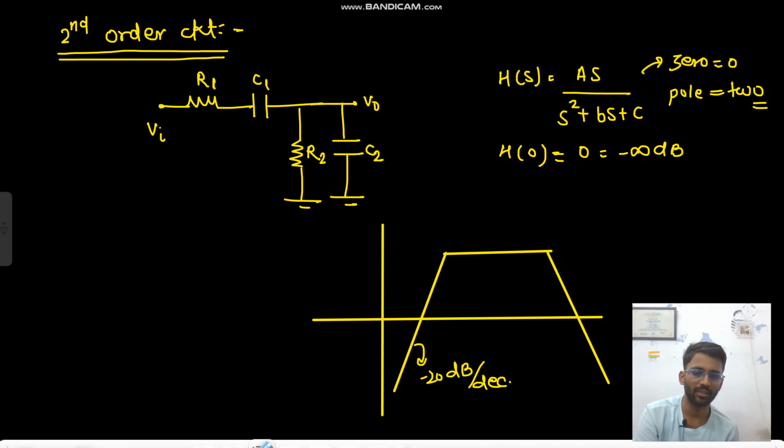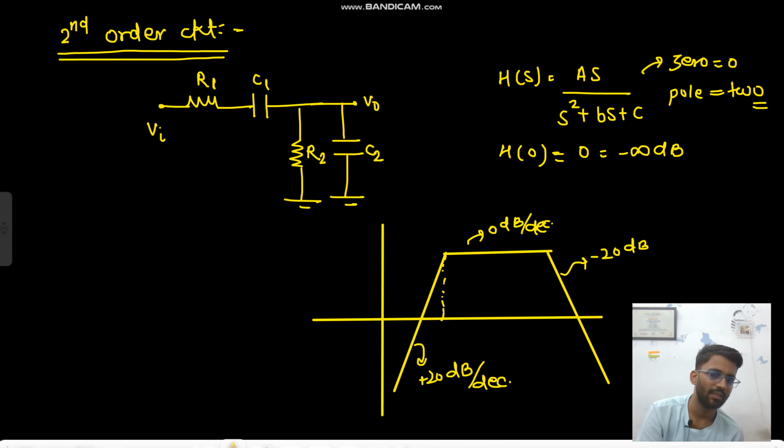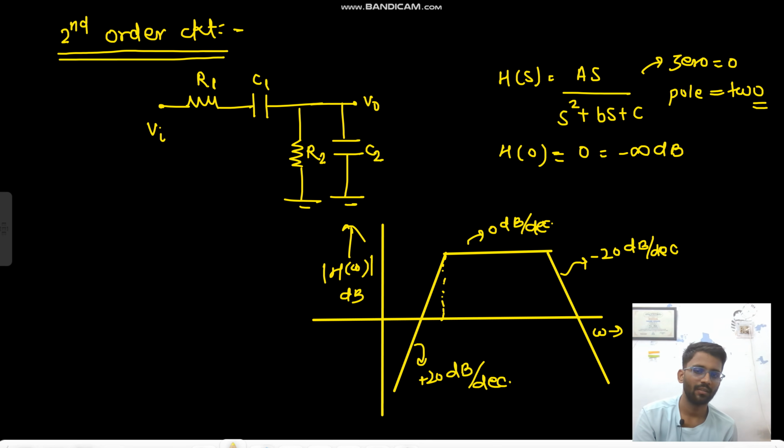So sorry, it is not minus 20 dB, it is plus 20 dB, because we have a 0 here. Then we will have some pole here, so plus 20 minus 20, so it is 0 dB per decade, and then more minus 20, so it is minus 20 dB per decade. Okay, and this is omega, and this is H of omega in dB. So this is the Bode plot.